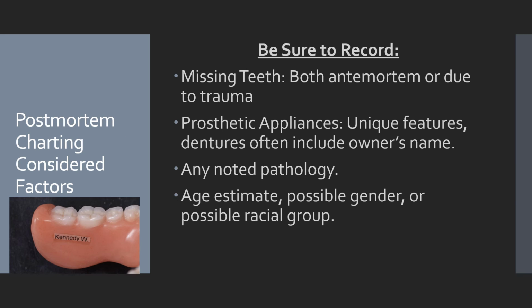Some factors to consider while doing the postmortem charting. Be sure to record missing teeth, both before death, after death, and due to trauma. Prosthetic appliances have unique features. Dentures often include the owner's name. Any noted pathology could give an age estimate, possible gender, or possible racial group.